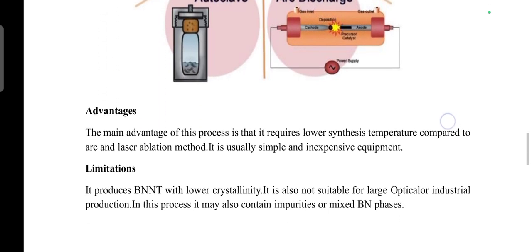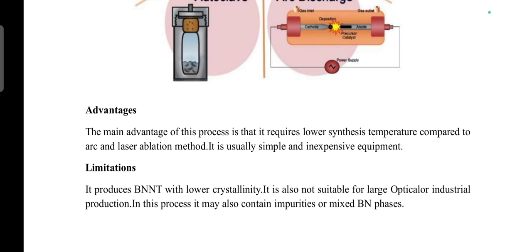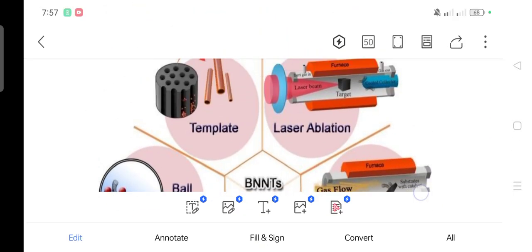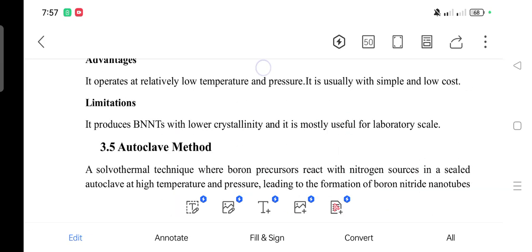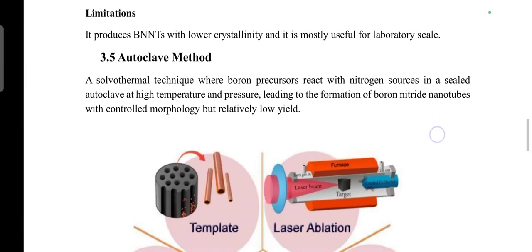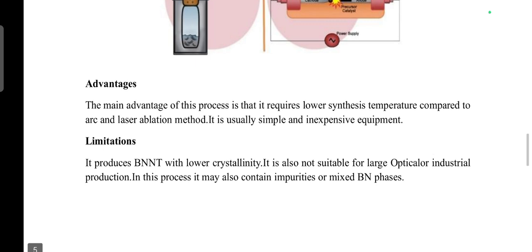Then the advantages: the main advantage of this process is that it requires lower synthesis temperature compared to arc and laser ablation method. It uses simple and inexpensive equipment. This is the main advantage of the autoclave method.